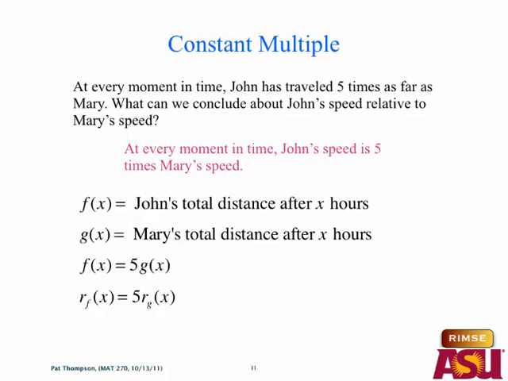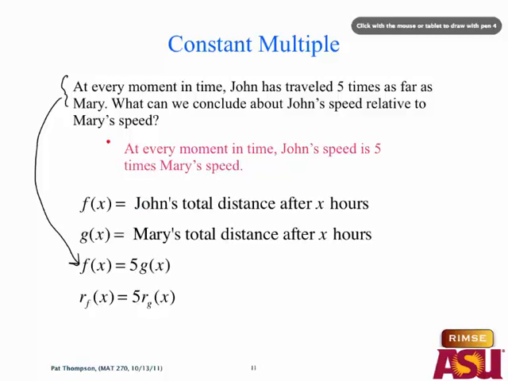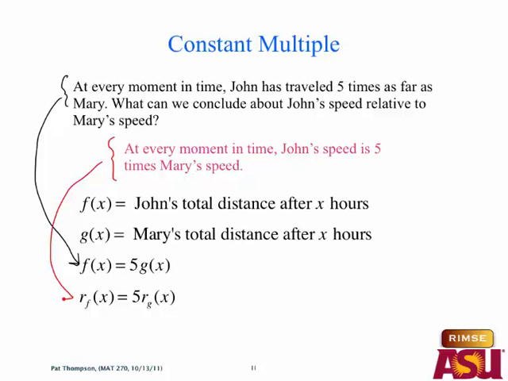So the rate of change of F, then. This was our setup. Our setup is embodied in this formula, that his distance is always 5 times as far as hers. And you said, therefore, his speed is 5 times as much as hers. That's what that statement is. The rate of change of John's distance is 5 times the rate of change of Mary's distance.